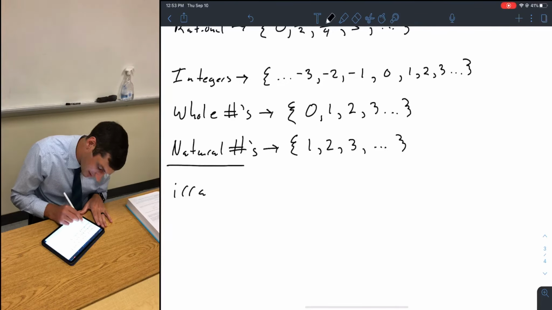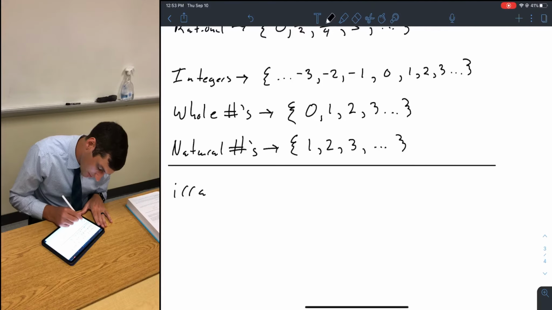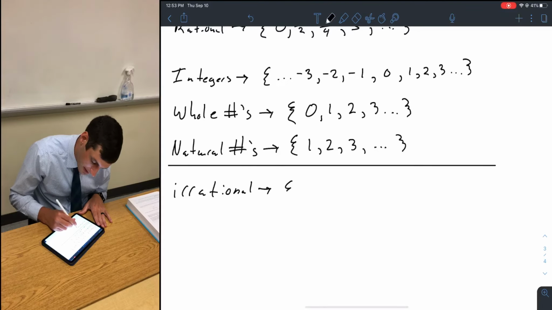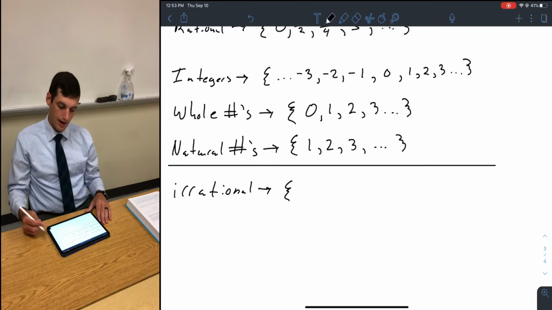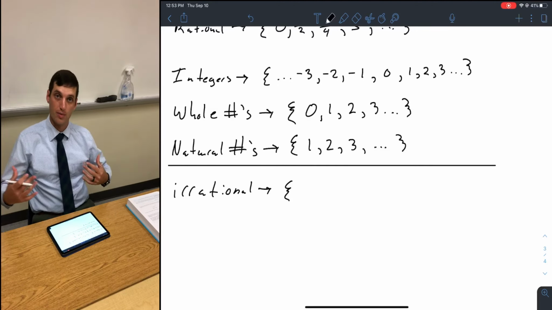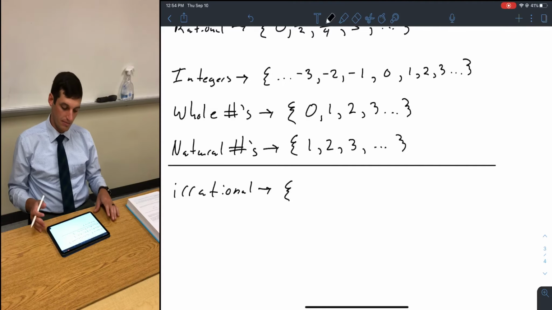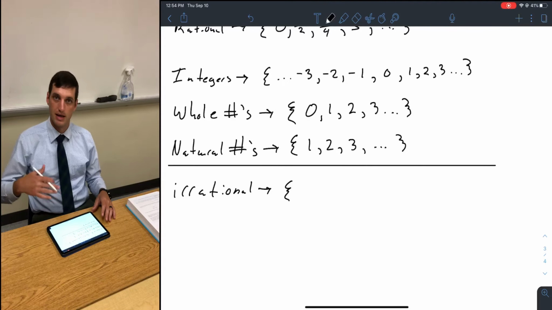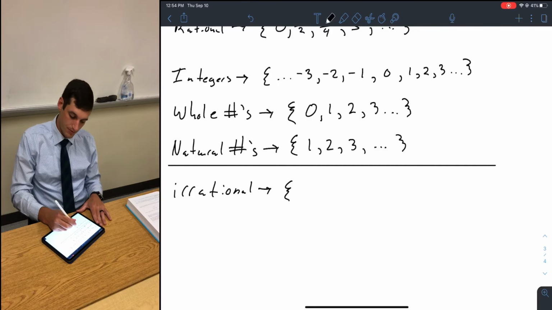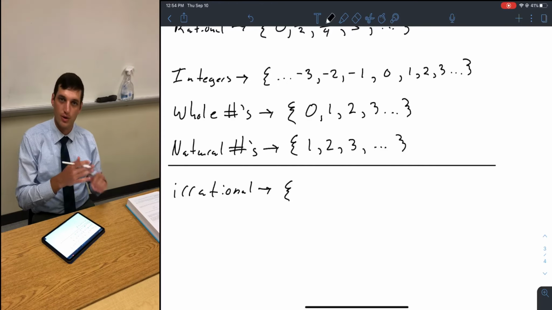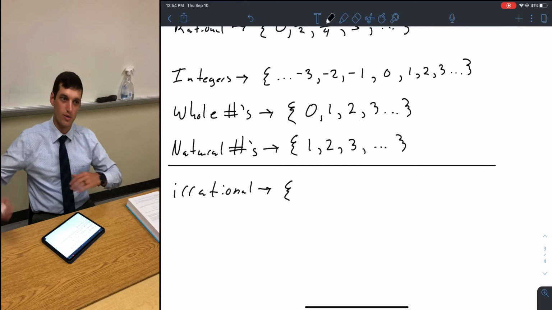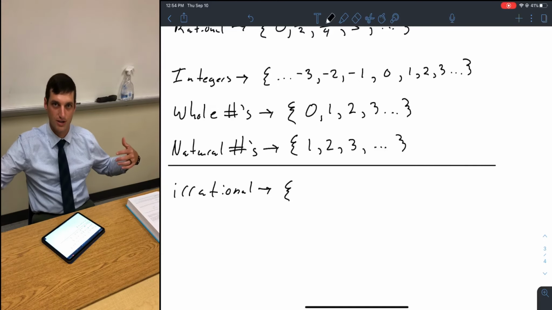Okay, so I'm going to separate these. Irrational numbers cannot be written as a ratio. So rational numbers are all of the real numbers that can be written as a ratio. Irrational numbers cannot be written as a ratio, meaning that they're non-terminating, and they're also not ordered. So I can't write square root of 2 and then square root of, I don't know, the next irrational number.